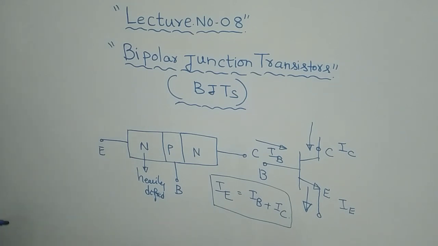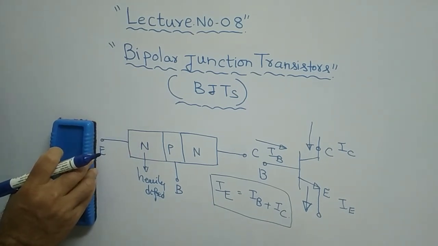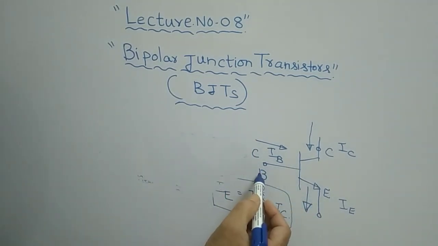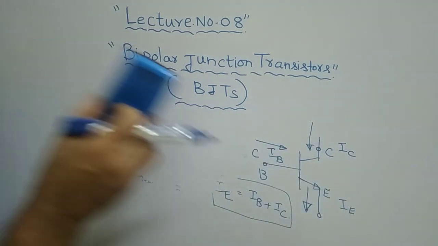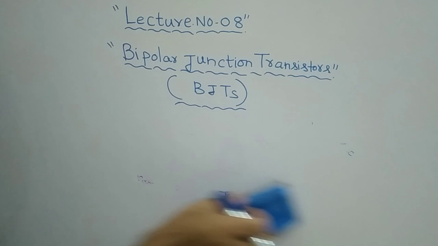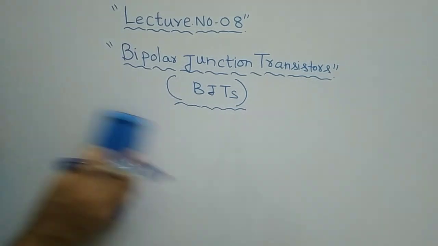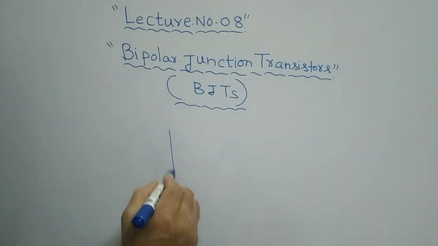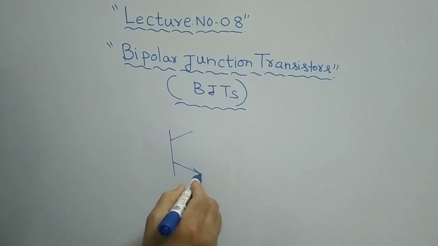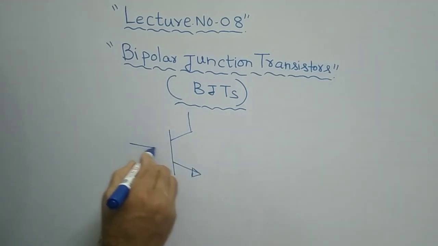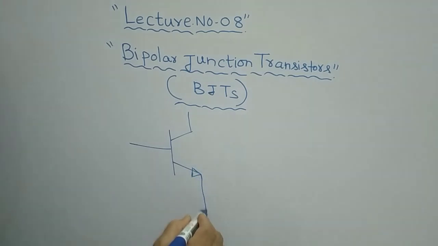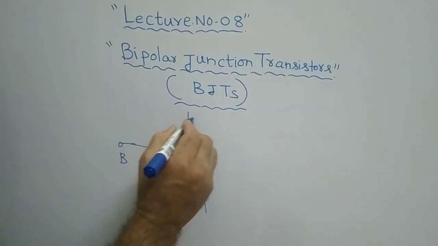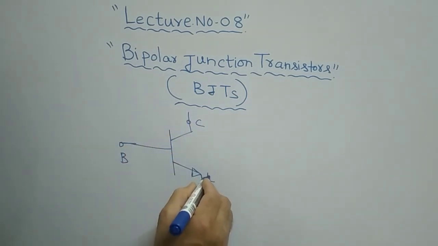Now a little extension of our previous presentation. The transistor has three terminals: base, collector, and emitter. This particular transistor will be used in three configurations. I will draw again the basic electrical equivalent of an NPN transistor. This is the base terminal, this is the collector terminal, and this is the emitter terminal.